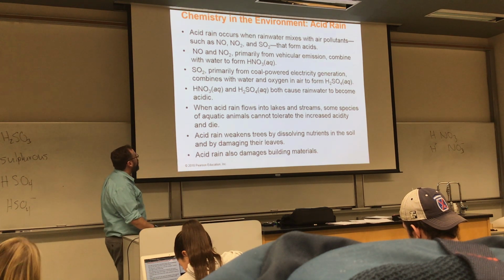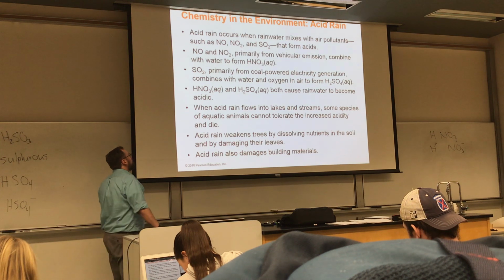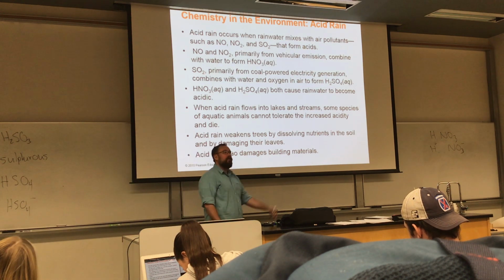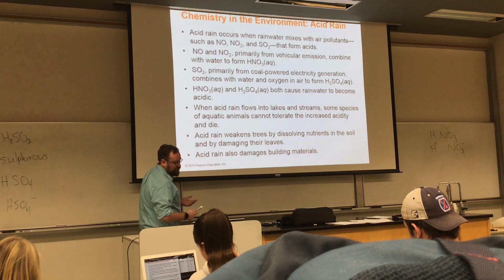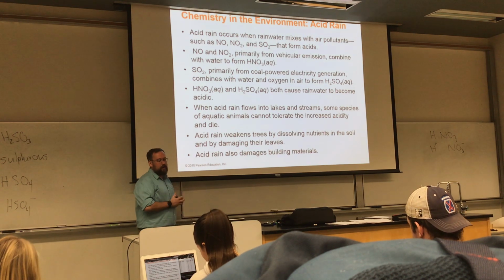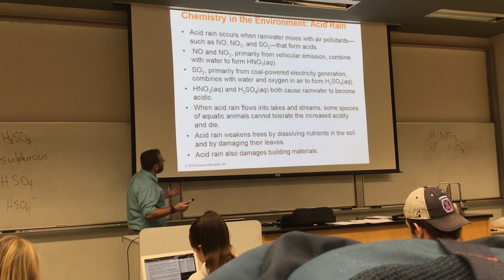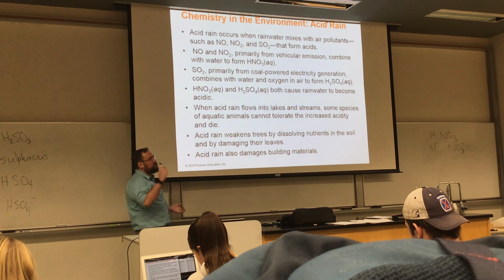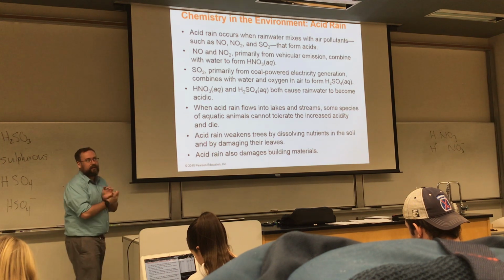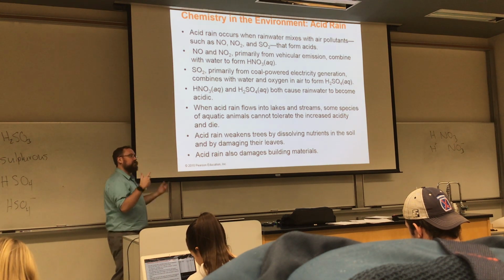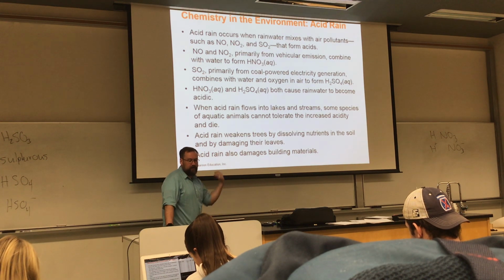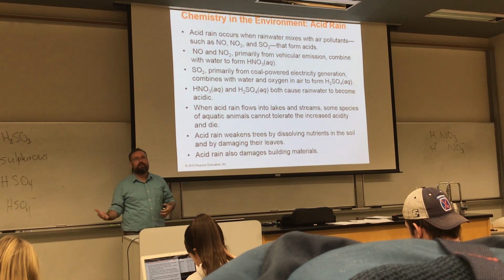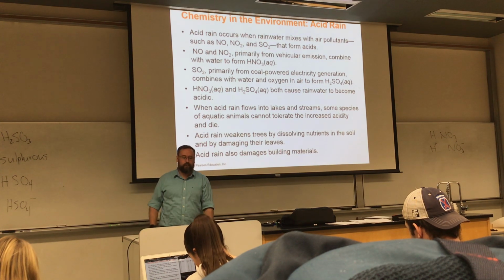SO2, primarily from coal-powered electricity generation, combines with water and oxygen to form sulfuric acid. They both will cause rainwater to become acidic, and so that would change the pH of rivers and streams. Some rocks are particularly soluble under acidic conditions, and some nutrients in soils are much more soluble under acidic conditions, and so are easier to wash away.